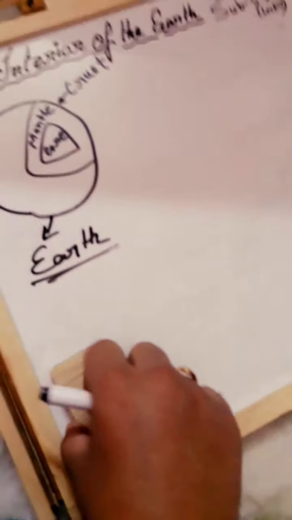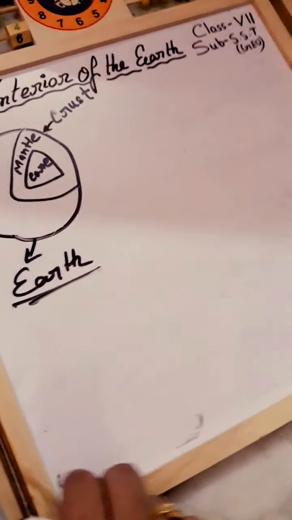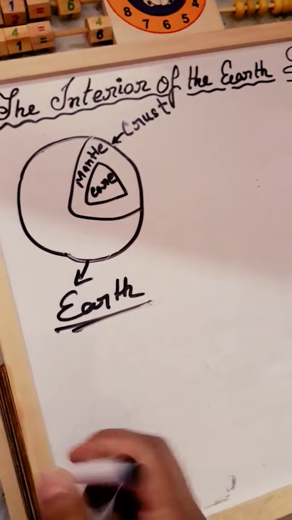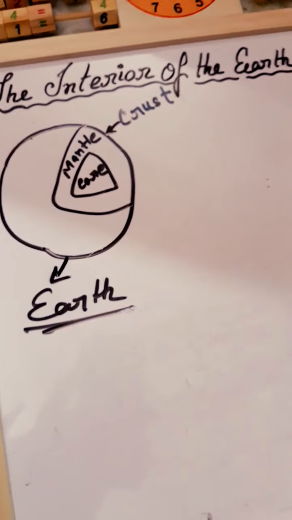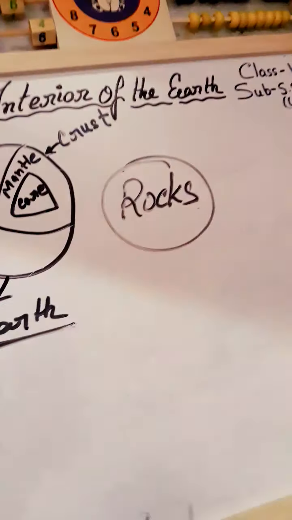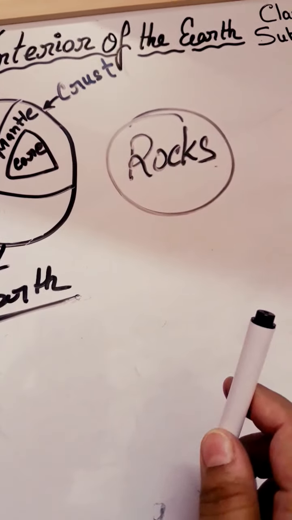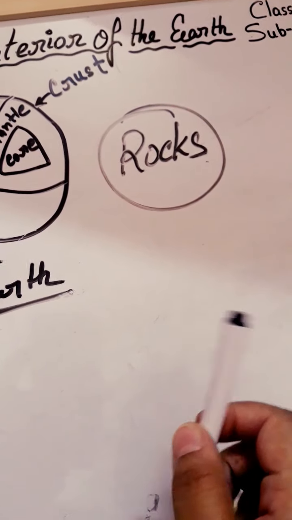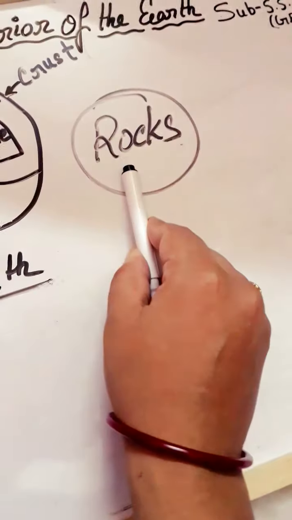Now we will discuss rocks and minerals. Why do we have to read rocks and minerals? Because we are discussing that lithosphere is made up of some stony materials or some solid materials. That's why we have to read about rocks and minerals, because rocks are the outermost layer of the earth, the lithosphere, and it is totally made up of solid materials. It is known as rocks.